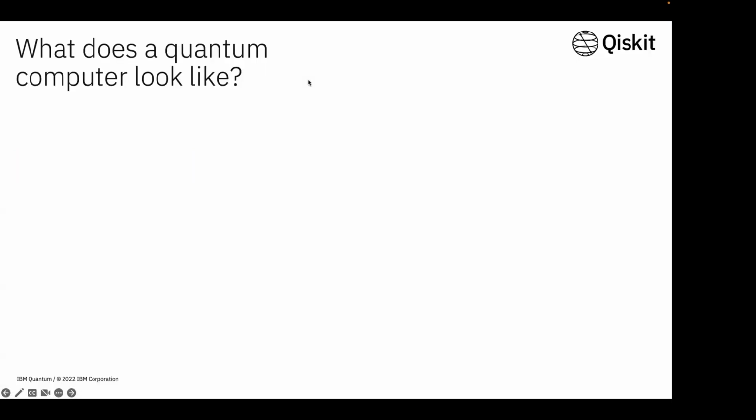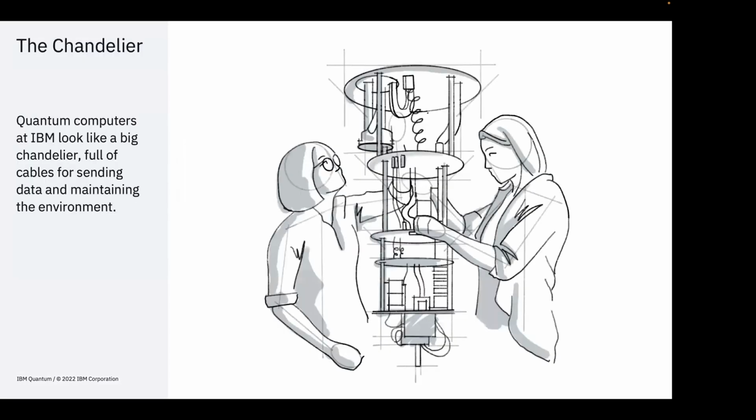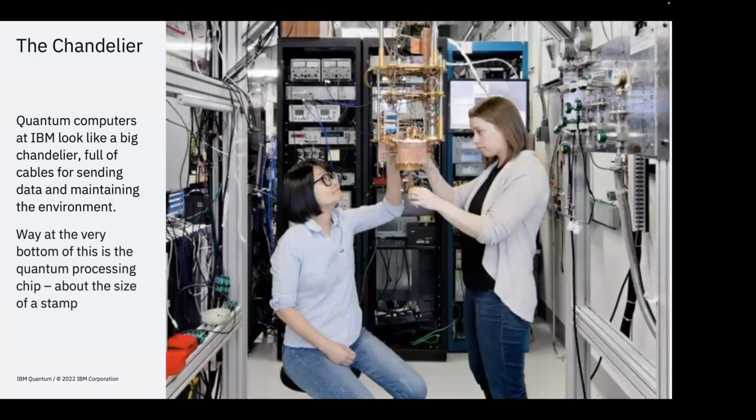So we talked a lot about what a qubit is and what its different properties are. But let's look at what a quantum computer looks like. The quantum computers at IBM look like a chandelier. It's full of cables sending data and maintaining the environment. At the very bottom, you can see there is a quantum processing chip. It is very small, about the size of a stamp.